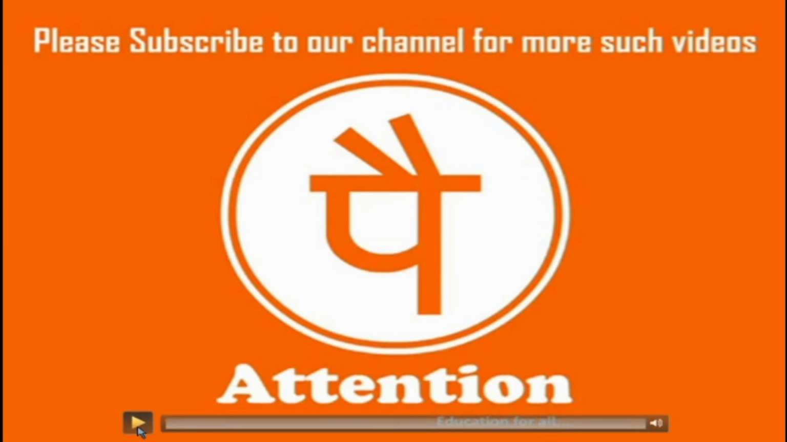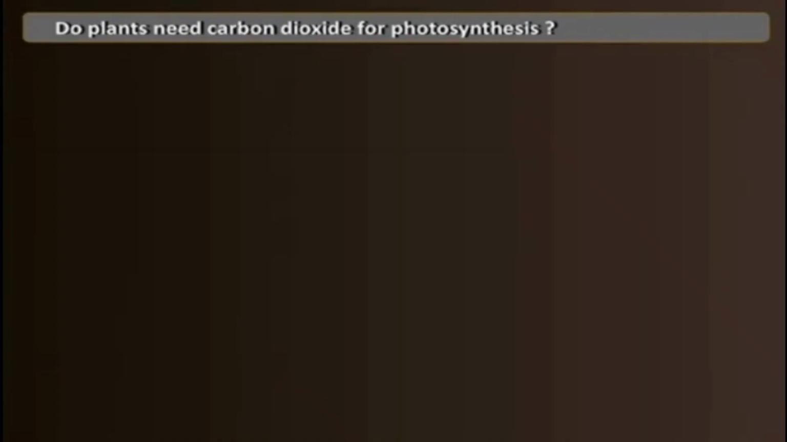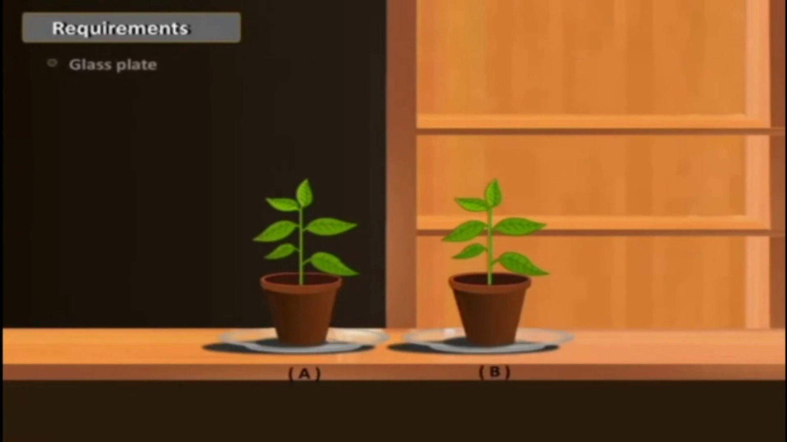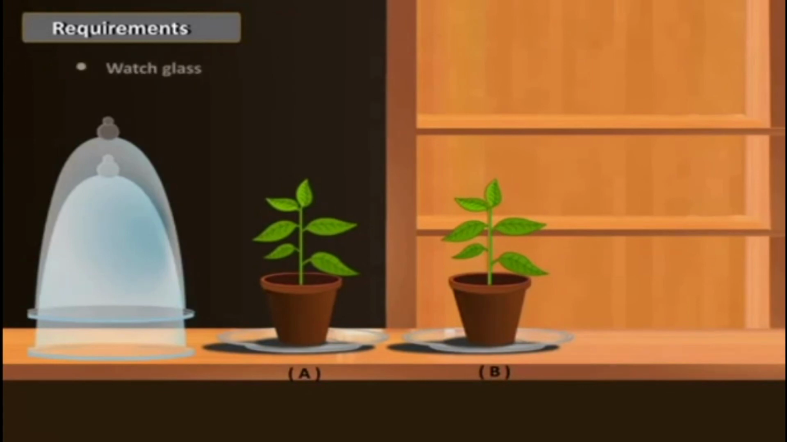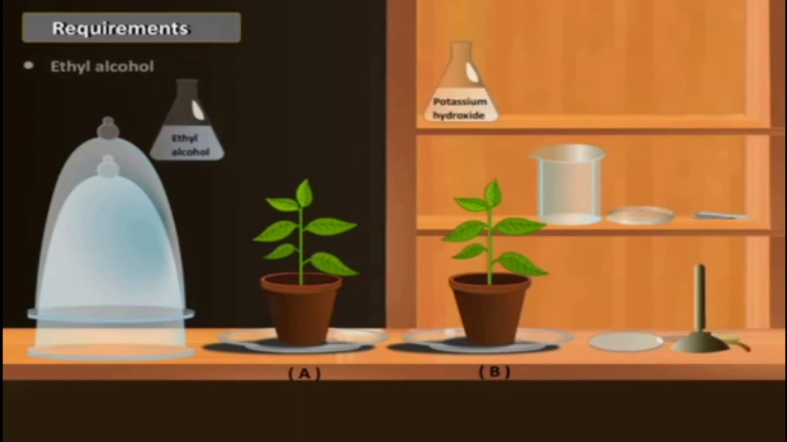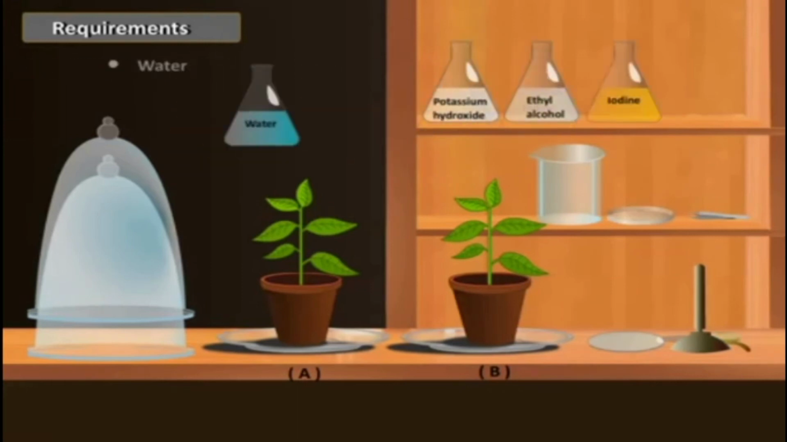Now let us understand how carbon dioxide is used during photosynthesis. Let's see, do plants need carbon dioxide for photosynthesis? Let us verify this by performing an experiment. Requirements: 2 potted plants of the same size, glass plate, bell-shaped jar, watch glass, beaker, petri dish, Bunsen burner, forceps, dropper, potassium hydroxide, ethyl alcohol, iodine, water.